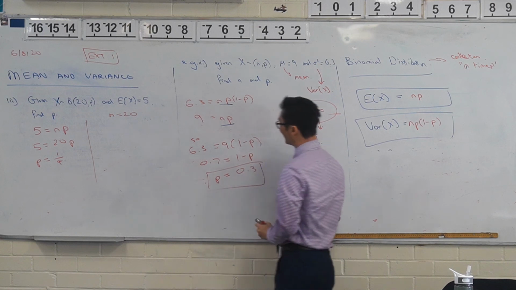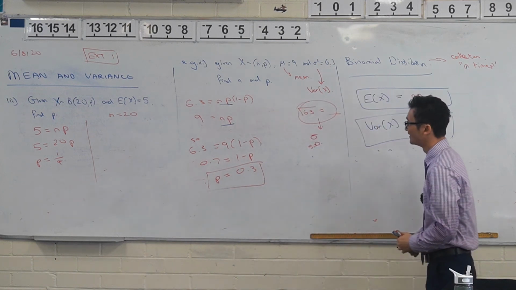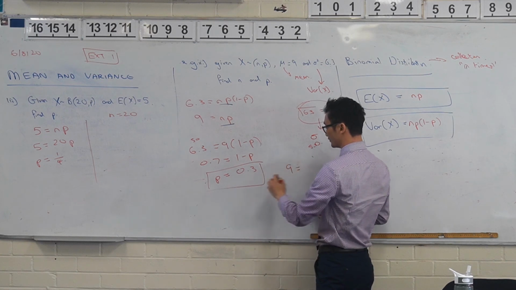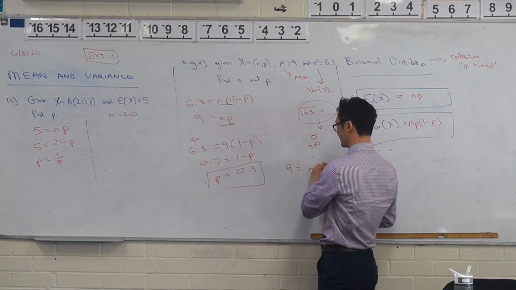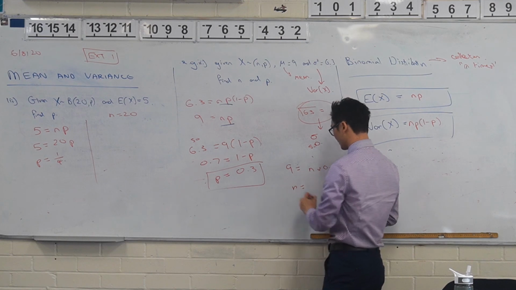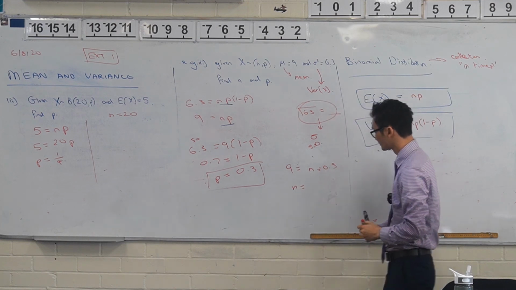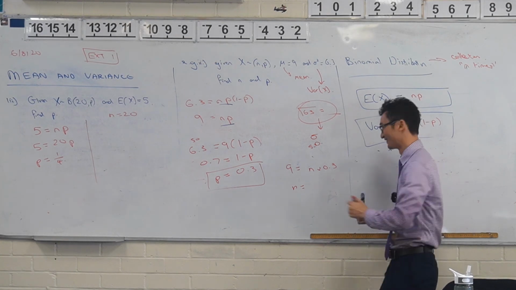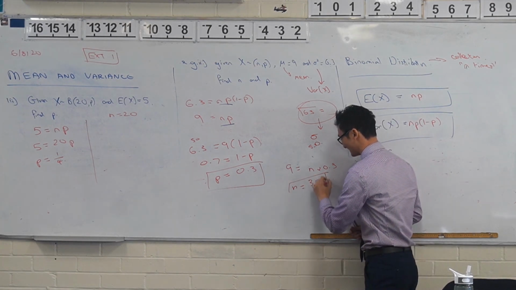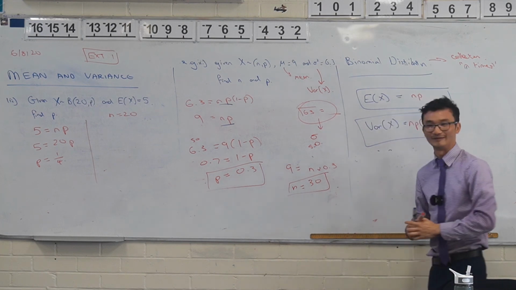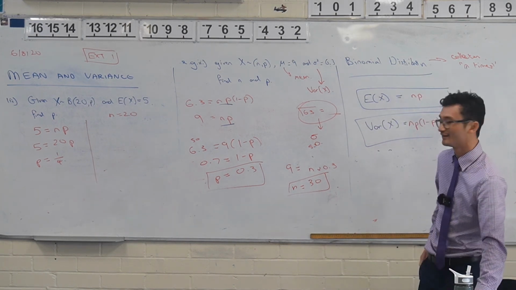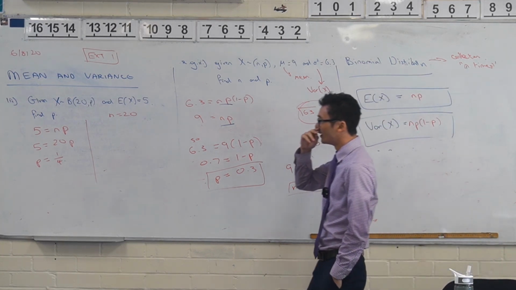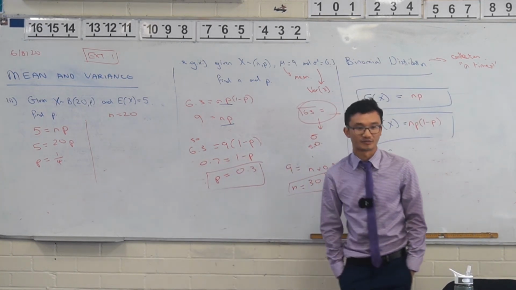All right. And then what else do you want to find? N. So substitute it back in. So you got 9 is equal to N times 0.3. So what's your N value there? 30. So N equals 30. How do you feel about that? Not too bad? Want something a bit harder? So this is the idea with binomial distributions, right? These are the calculations we can do with the summary statistics.